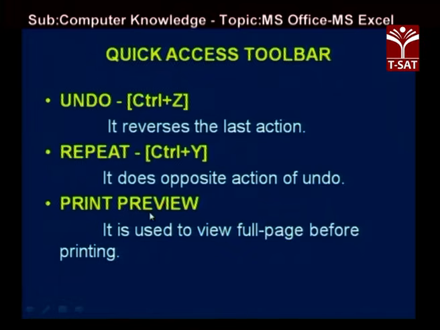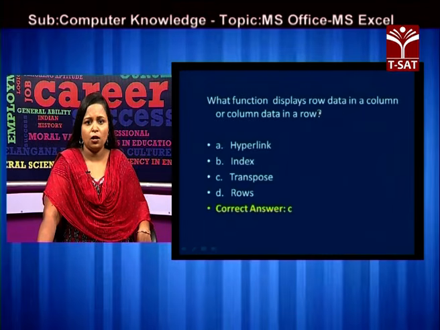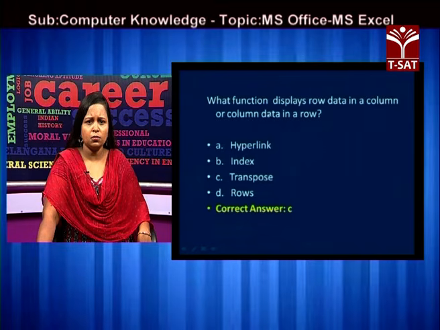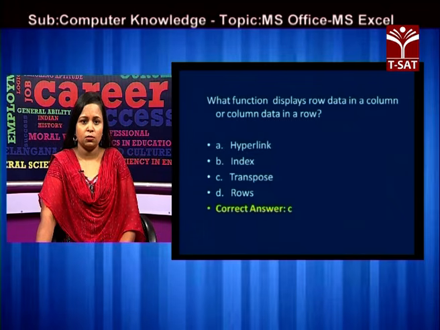Next, print preview. Before printing, we have to see the print preview in any Word, Excel and PowerPoint, whichever it may be. Before the printing option, we have to see the print preview option. Undo shortcut key is Ctrl+Z and repeat action shortcut key is Ctrl+Y. These are the questions about the function to display row data in a column or column data in a row. That is index. Rows and columns are very important in an Excel sheet.